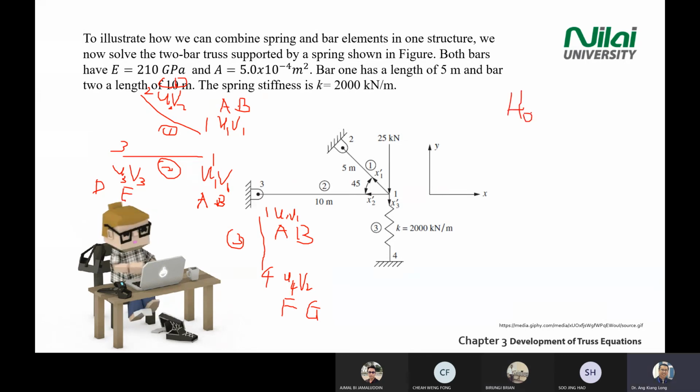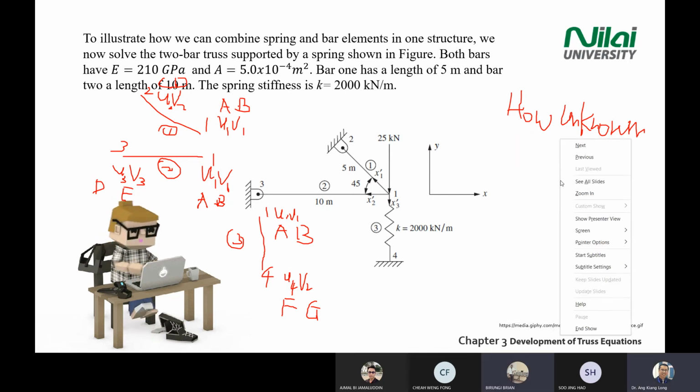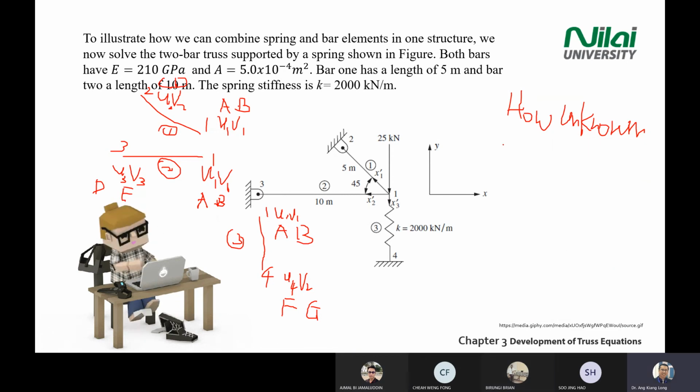How many unknowns? Anyone? How many unknowns do you need to solve? So 12? You calculate 12. Is there 12 there? 1, 2, 3, 4, 5, 6, 7, 8. So wait a moment. Like for element 1, how many unknown displacements? Anyone just now? I heard something. How many unknown displacements do you need to solve?